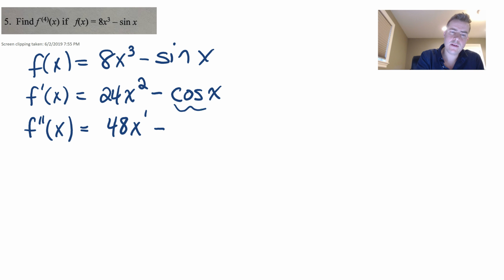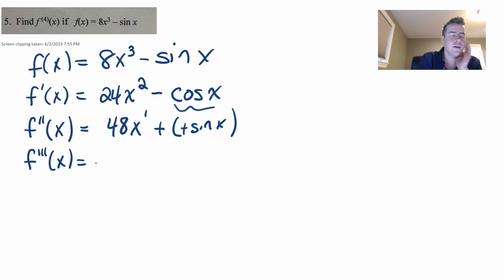Minus the derivative of cosine is negative sine x. Okay, so that's the same thing as just plus sine x. Then the third derivative here, we do this again. Bring down the 1. 1 times 48 is just 48. And then the derivative of sine is just cosine.